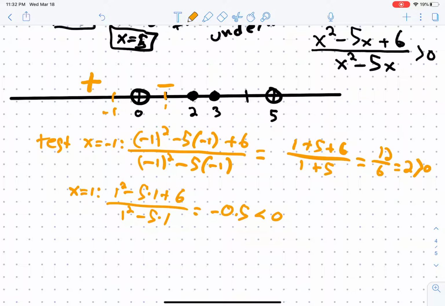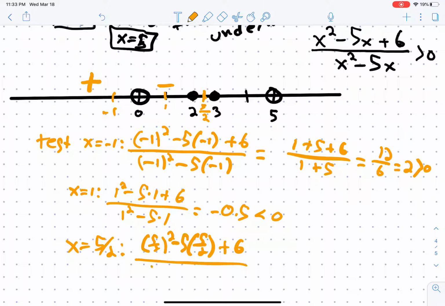Now, let's look at the interval between 2 and 3. Between 2 and 3, there are no nice whole numbers in there. We're just going to have to choose a fraction. Let's choose the number 2.5, which is the same as 5 halves. So x equals 5 halves. When we plug it in, it looks messy. It's 5 halves squared minus 5 times 5 halves plus 6 over 5 halves squared minus 5 times 5 halves.